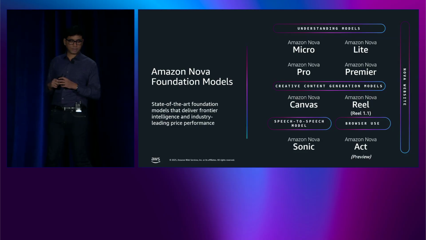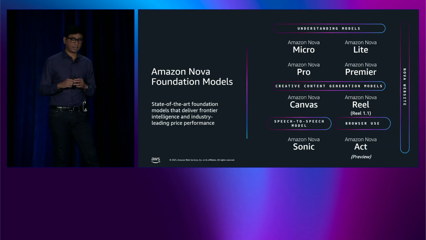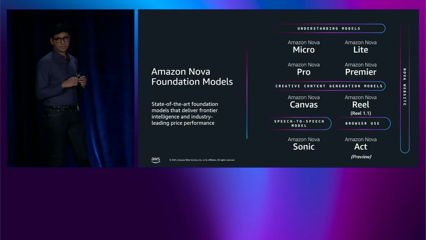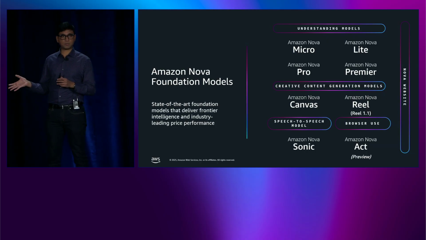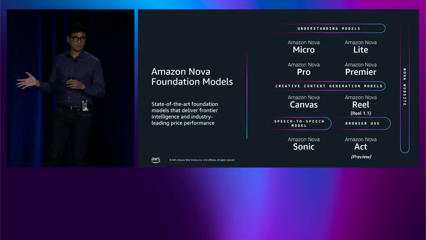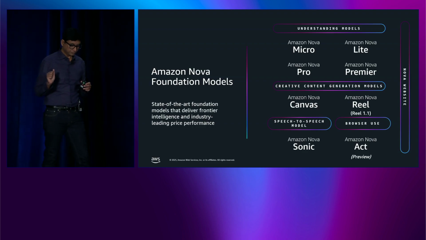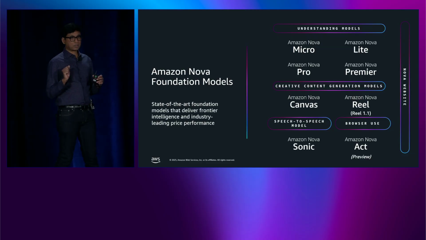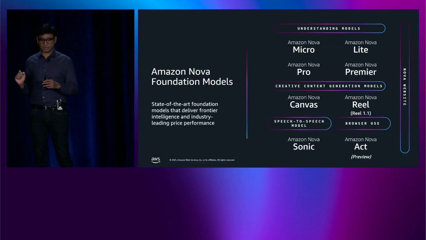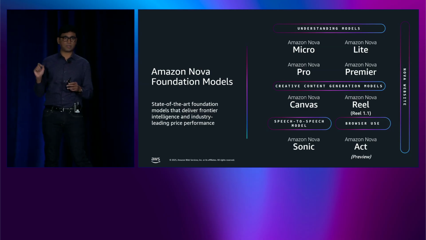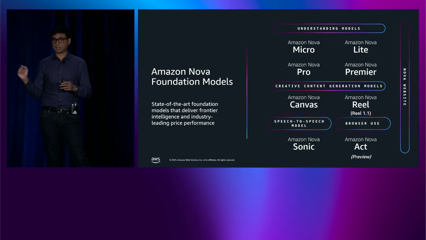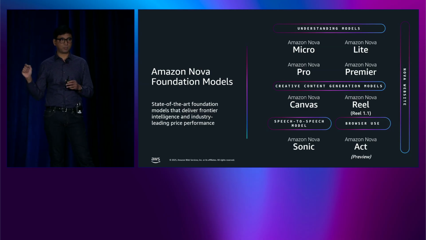Next, we have our creative content generation models, starting with Nova Canvas, which is our text-to-image generation model, and Nova Reel, which is our text-to-video generation model. 2 days back, we also announced Nova 2 Omni, which is the state-of-the-art and more performant multimodal generation model. Next, we have Amazon Nova Sonic, which is the industry's first real-time speech-to-speech model, delivering frontier capabilities such as automatic speaker recognition, speaker diarization, polyglot voices, as well as multilingual support.